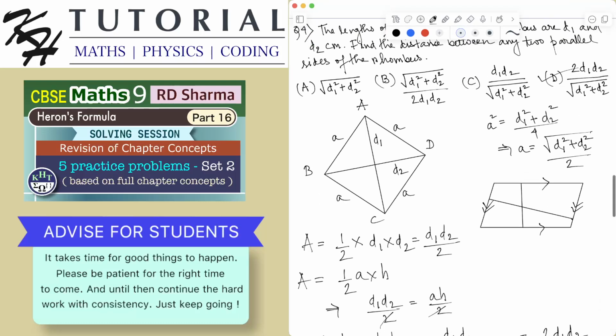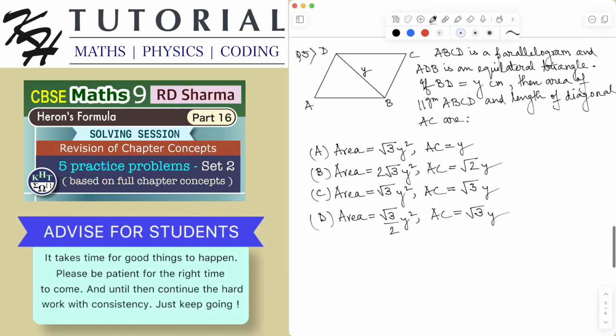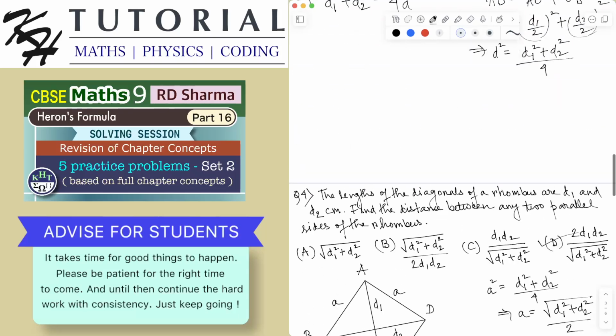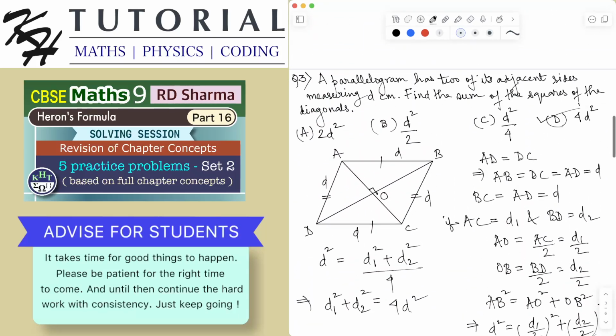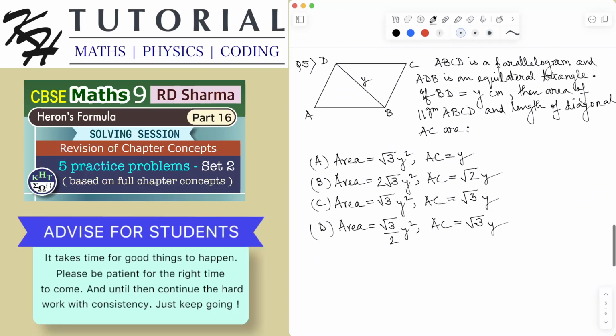This is also a very conceptual problem. Question number 5. ABCD is a parallelogram and ADB is an equilateral triangle. If BD is equal to y centimeter, then the area of the parallelogram ABCD and the length of diagonal AC are. This question is similar to question number 3. Eventually, the results that we have to identify are the same.